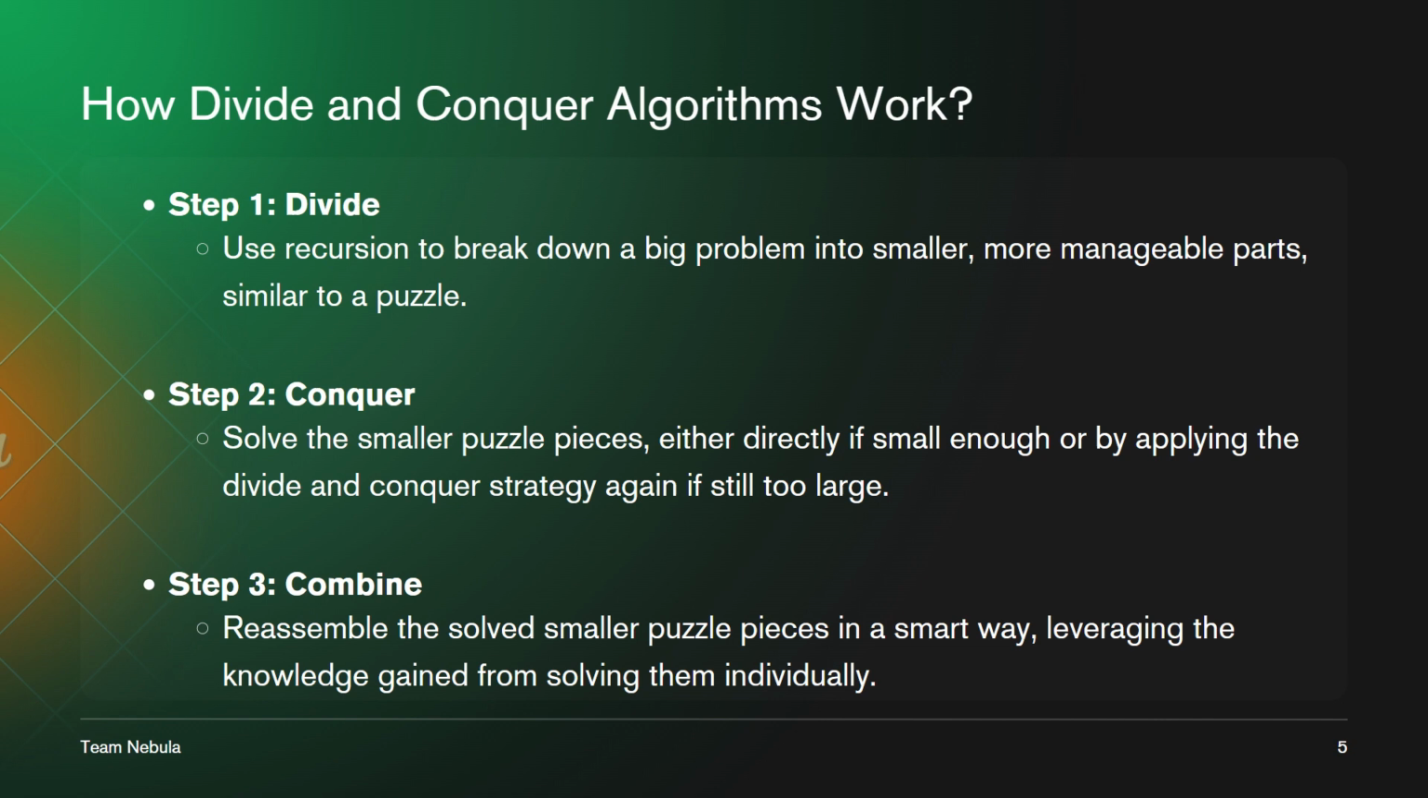Step 2 is conquer. Now that we have these smaller puzzle pieces, we need to solve them. If a puzzle piece is small enough, we can solve it directly. But if it's still too big, guess what? We use the same recipe again. Yeah, that's right. We apply the same divide and conquer strategy to these subproblems as well.